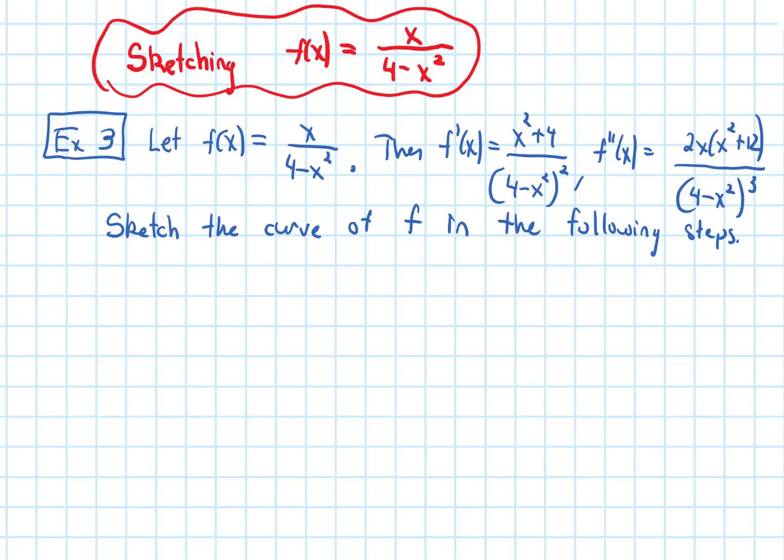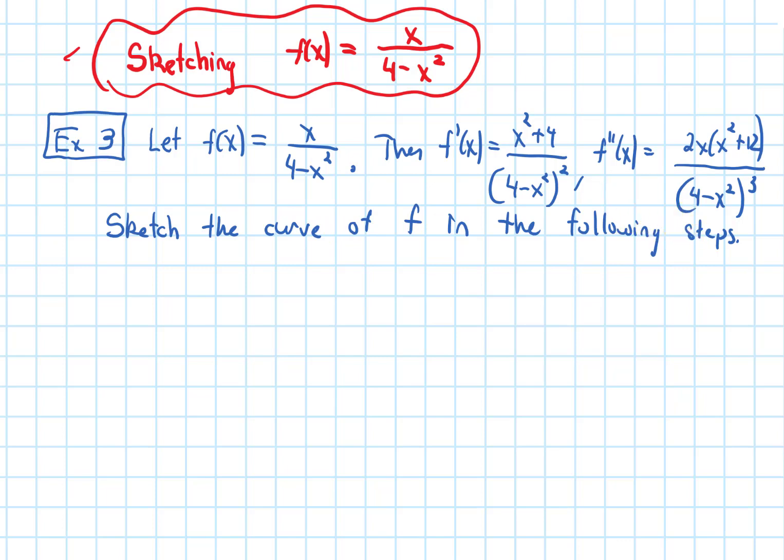In this video, we'll do a curve sketching example, and we're going to try to sketch the graph of the function f of x equals x over 4 minus x squared. The example gives us that function, and it also just gives us the derivative and the second derivative. I'm giving you those just to save a little bit of time. And I want to sketch the curve of f in the following steps.